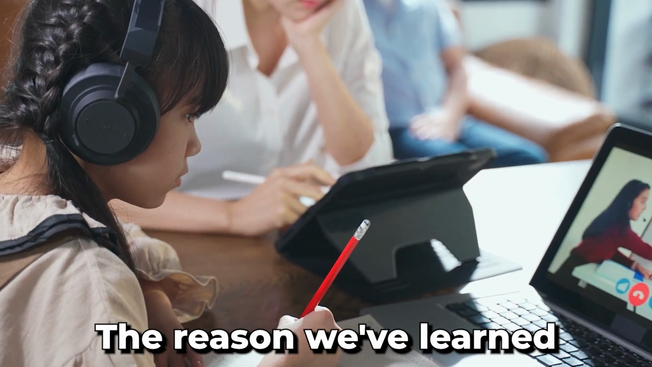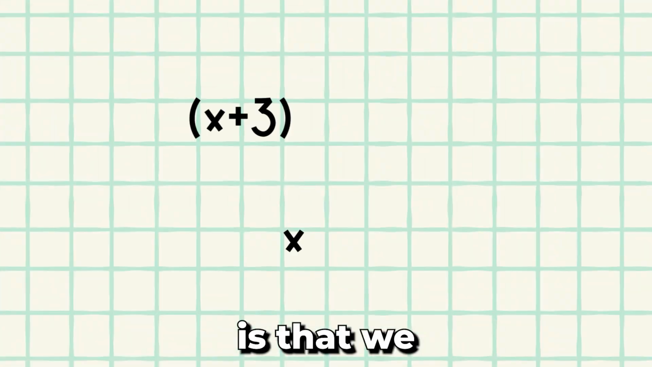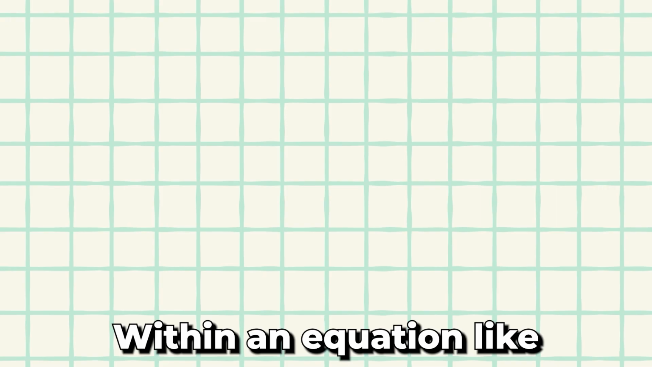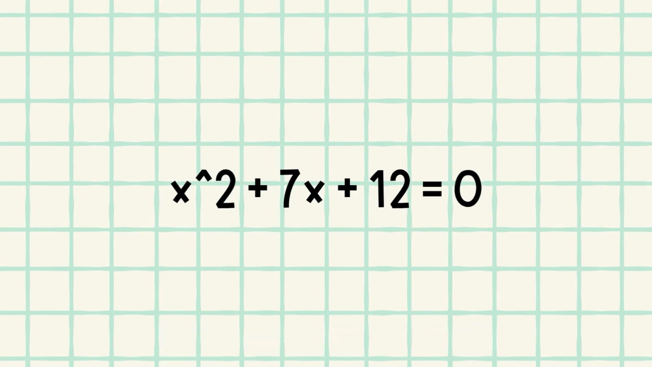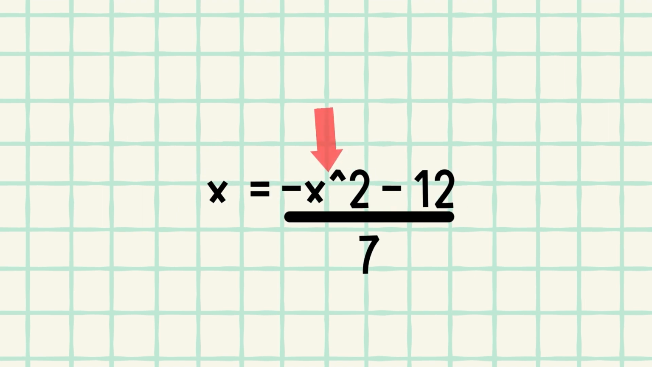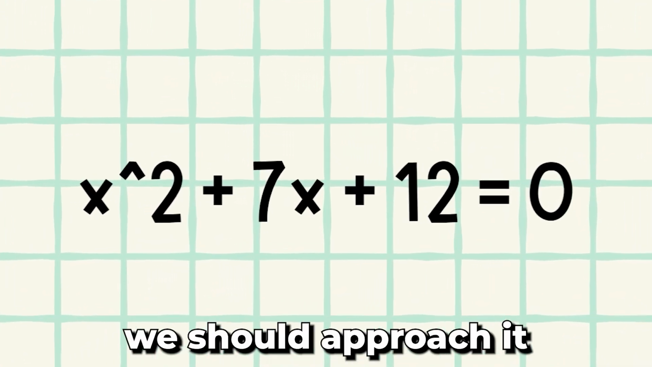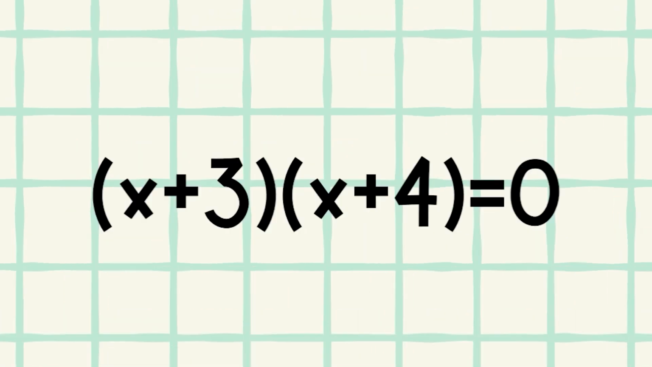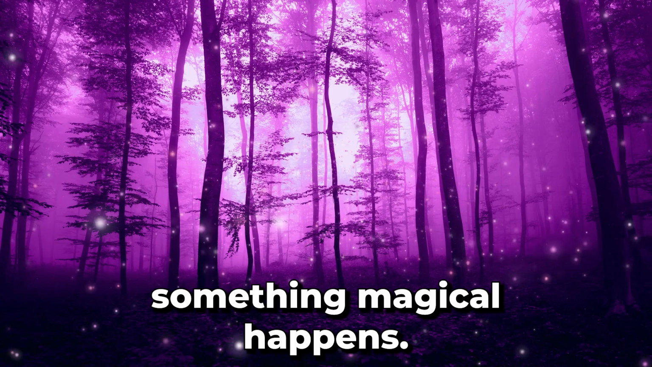The reason we've learned how to factor quadratics is that we can use it to actually solve for x in quadratic equations. With an equation like x squared plus 7x plus 12 equals 0, we can't just isolate x and find it because we have an x squared term. So instead, we should approach it by factoring. We get x plus 3 times x plus 4 equals 0 after factoring it, and now something magical happens.